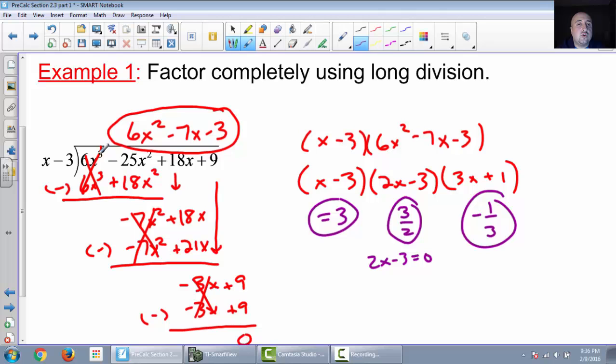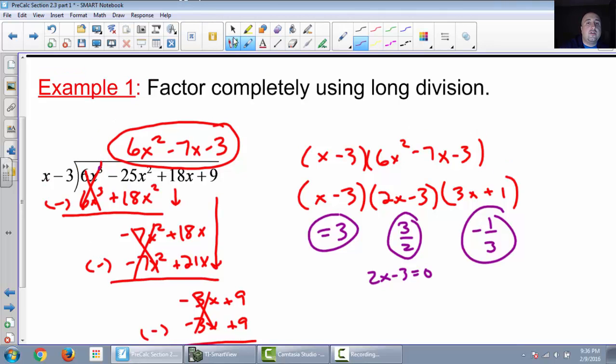This was an x cubed problem originally. Okay, notice we go back. It was an x cubed. So we should have 3 answers. 3 halves, negative 1/3. Okay, and we use long division to do so.